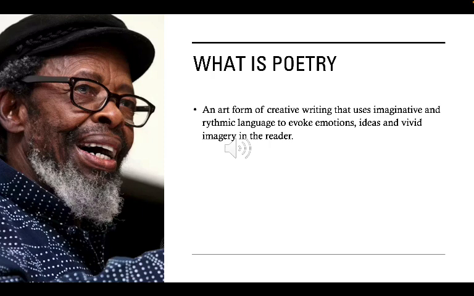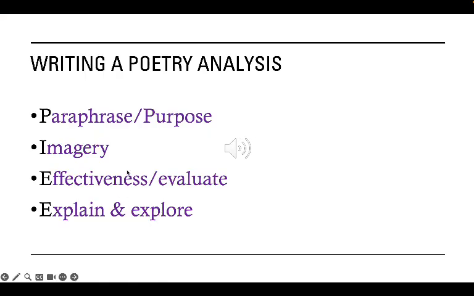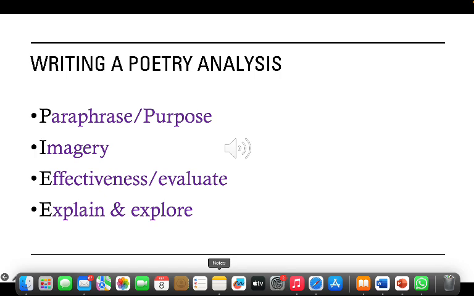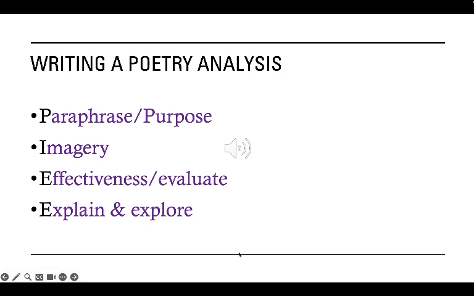This is why we use the PIEE method of analyzing a poem. The P stands for purpose, I, imagery, E, effectiveness and evaluation, and the last E, explanation and exploration. The purpose is what the poet intended to say with the specific words that they used. So it is the why. Why did the poet say this?